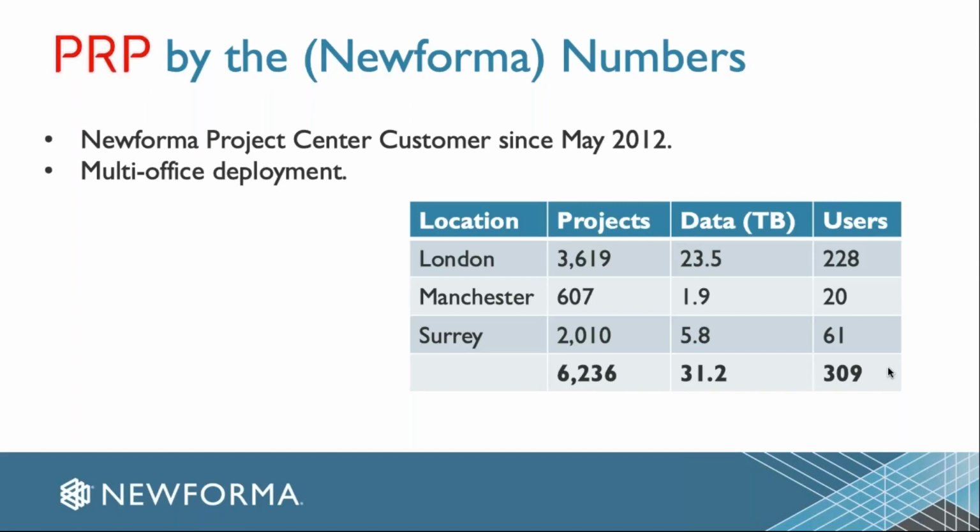So we're talking over 6,000 projects, over 30 terabytes of data, and as Andrew mentioned in his introduction, around about 300 users. PRP are certainly a good size customer for us, but we have a variety of sizes of customers. We have customers that are thousands of seats, right the way down to customers that maybe have 15 or 20 seats with a single office deployment. Everything that we're going to talk about today is really applicable to all size customers.